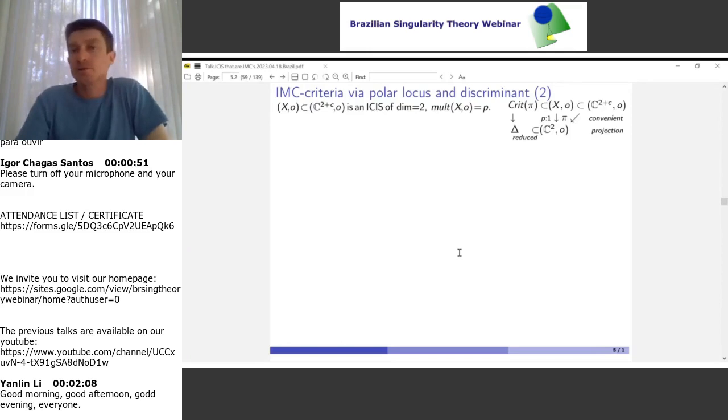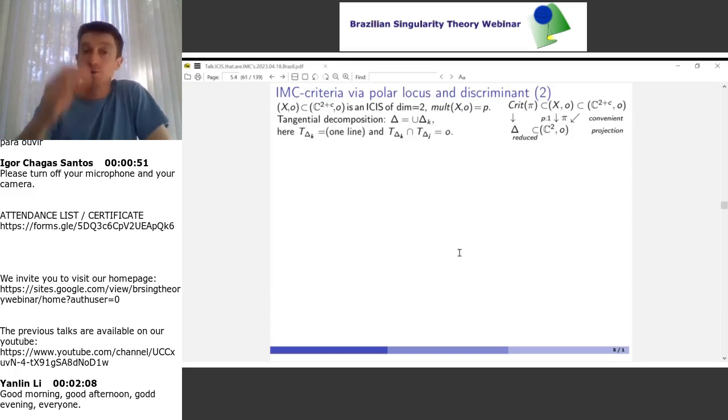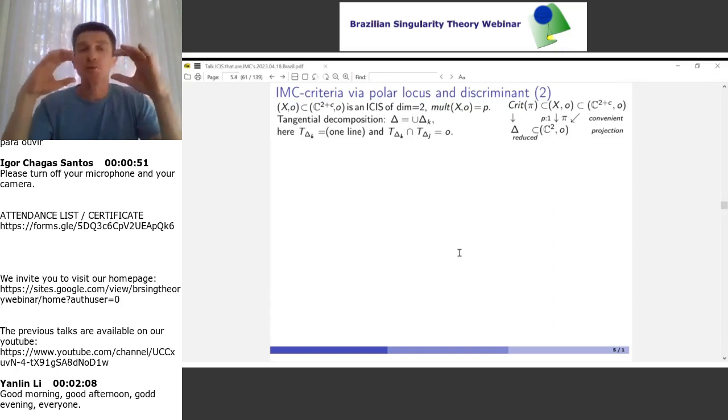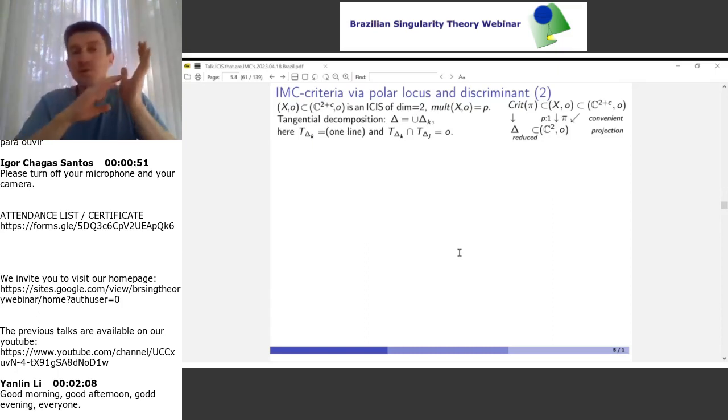Once again, our X sits inside the germ of the affine space of some high dimension. We project it onto the plane. The projection is a ramified covering, of degree p. And then we have the critical locus of the projection, and it is sent to the discriminant. Now this discriminant is the plane curve singularity, and we take its tangential decomposition. So it is not the branch decomposition, it is the decomposition into parts with a common tangent line. I don't know what is the official standard name for this decomposition, I call it just tangential.